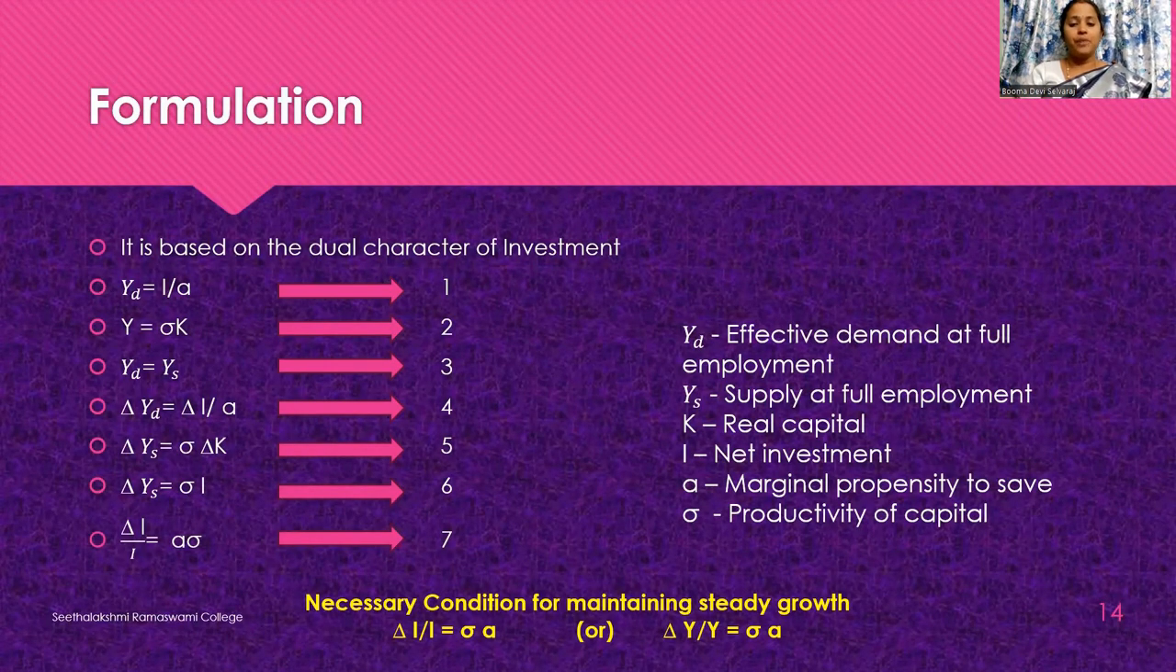The necessary condition for maintaining steady growth is ΔI/I = σα, or ΔY/Y = σα. So full employment requires investment and income to grow at a constant annual relative rate, which is equal to the product of the propensity to save and the average productivity of the investment.